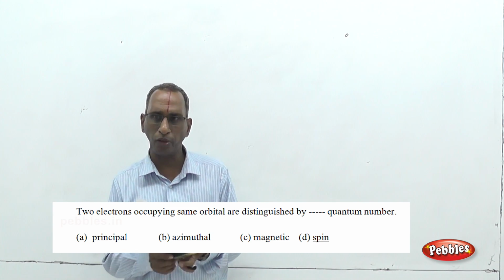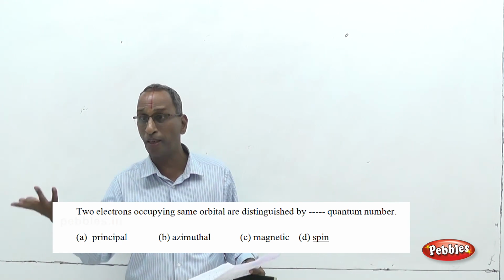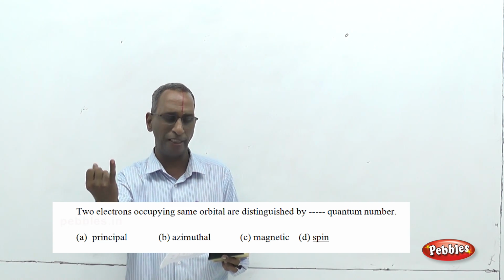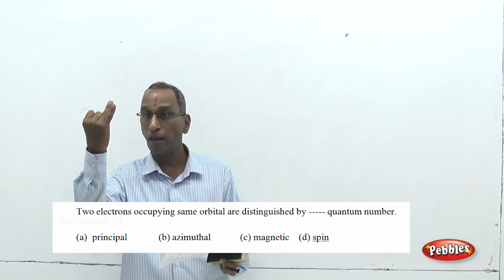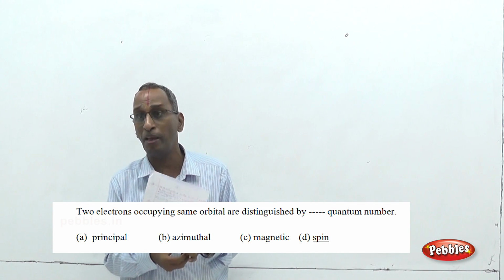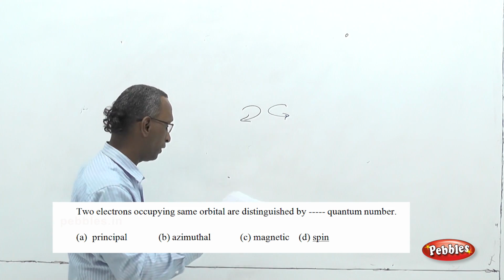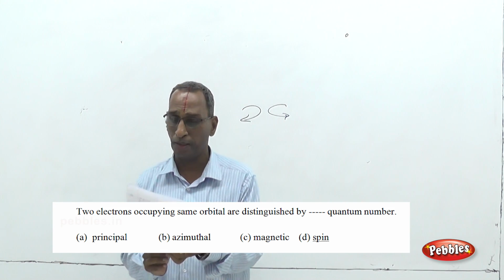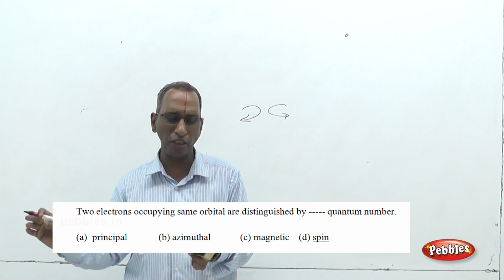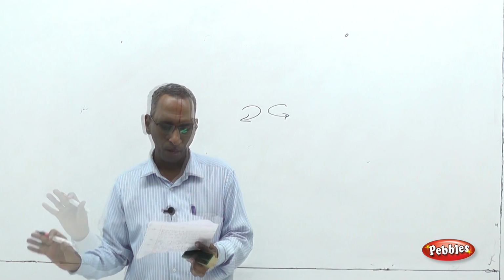Already in the theory, we have seen that as per Pauli's exclusion principle, no 2 electrons can have all the quantum numbers the same. If 2 electrons are in the same orbital, their principal quantum number will be the same, their azimuthal quantum number will be the same, and their magnetic quantum number will be the same because they are in the same orbital. But their spin quantum number will not be the same, because one spins in the clockwise direction and another spins in the anti-clockwise direction. So the correct choice is spin quantum number. So 2 electrons occupying the same orbital are distinguished by spin quantum number, not the other types. This finishes the question. Next question.